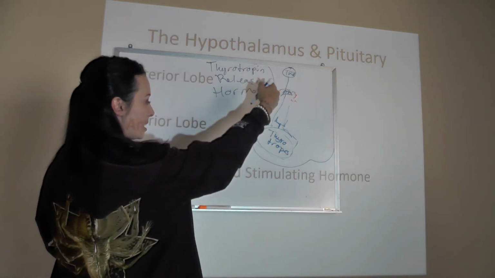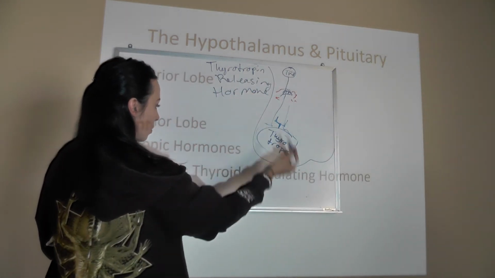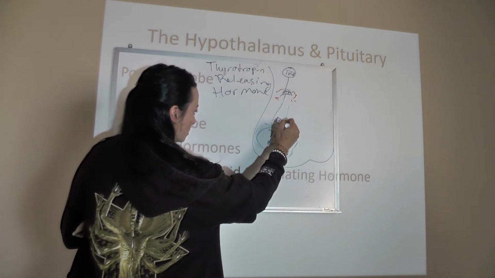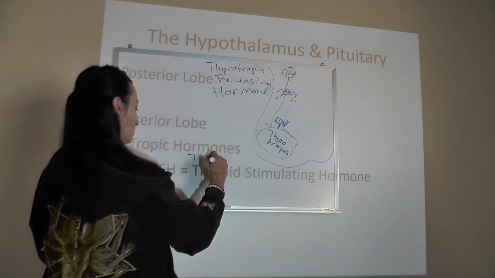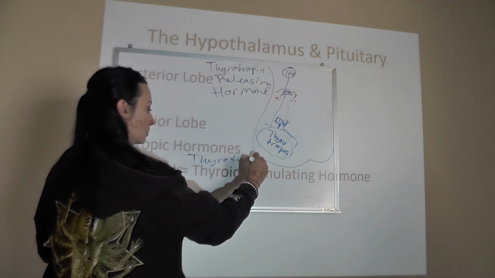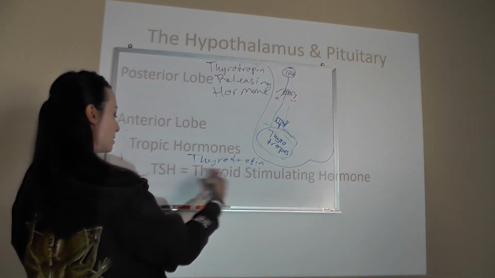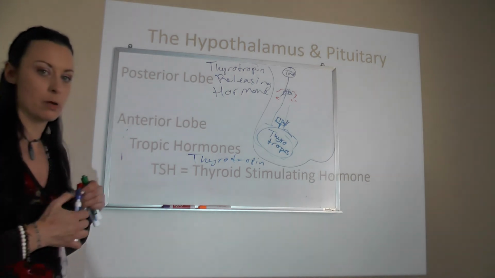So down here, the cells that have receptors for TRH are cells called thyrotropes. So when TRH, the thyrotropin-releasing hormone, is bound to receptors on thyrotropes, they will release thyrotropin, also known as the thyroid stimulating hormone.